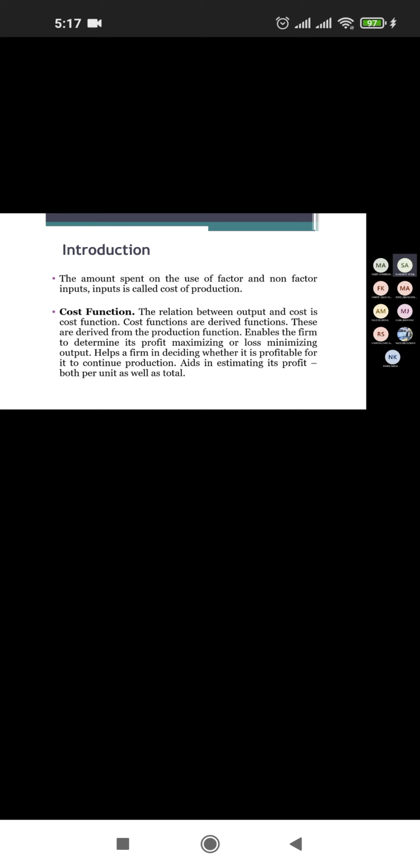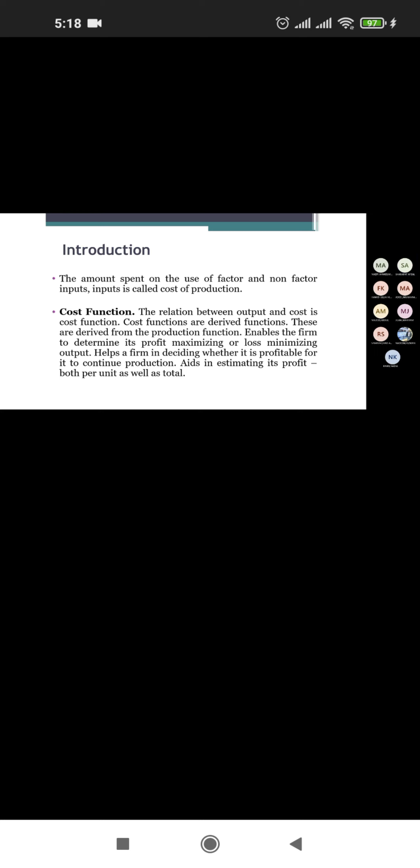So our input price increases, which increases the cost of production. If the cost of production function is increased, our output becomes more and more expensive. That's why we make less and less output, because cost and output have a negative relationship with one another. This is called the cost function.